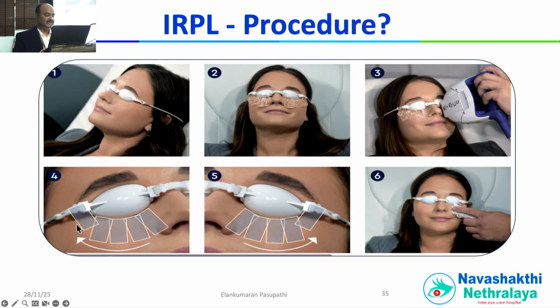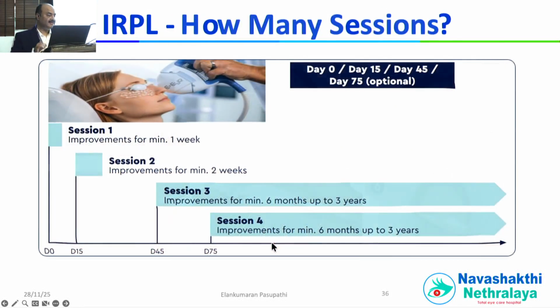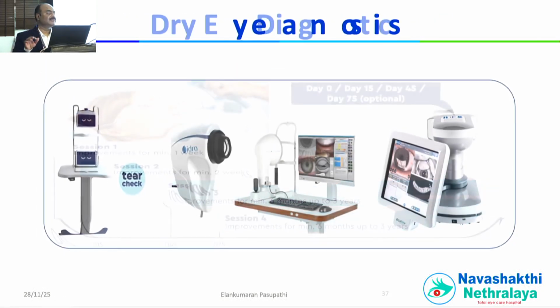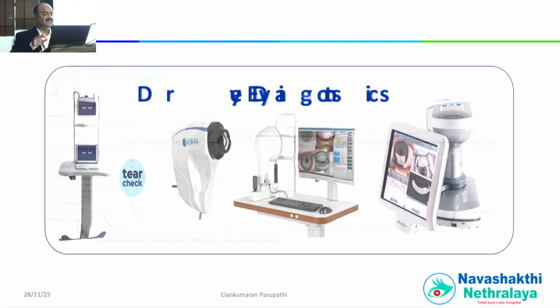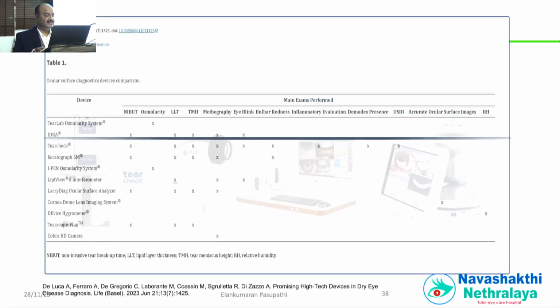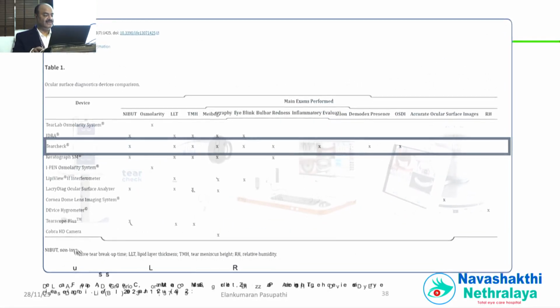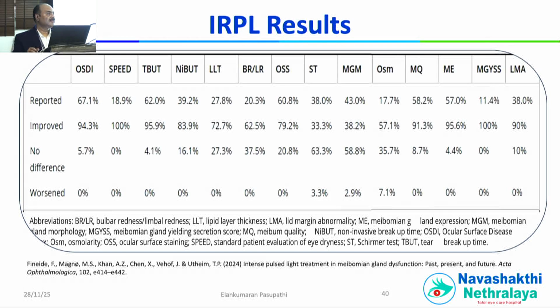This is how you use it: 5 shots per eye in this direction, in that area. I have shown why it is. Session 1 on day 0, then 15 days, 45 days, 75 days. And with this treatment, the patient is free from problems for at least 6 months to 3 years depending on what type it is. Again, they have a very good setup. I'm not getting into it due to lack of time because that's not the topic.